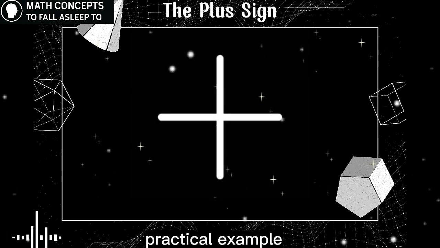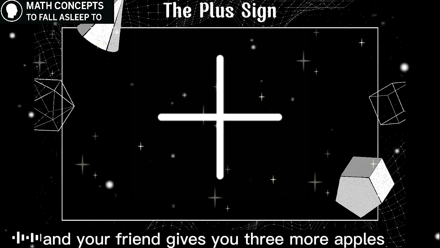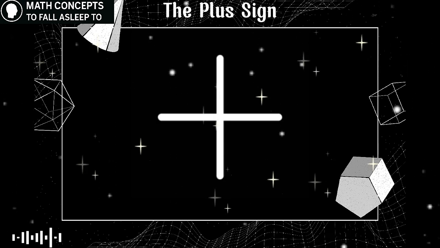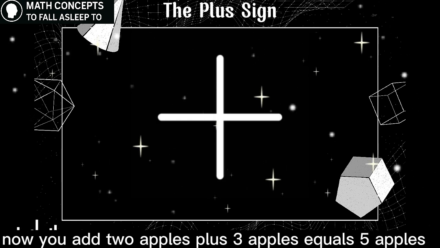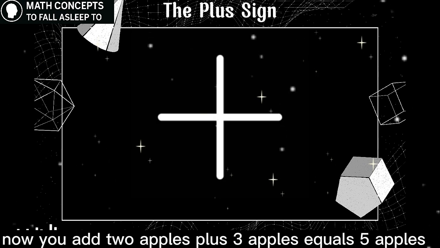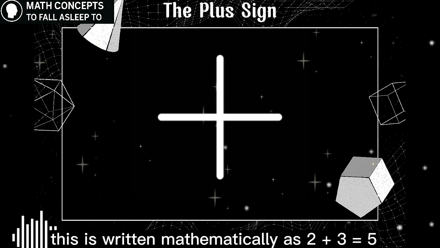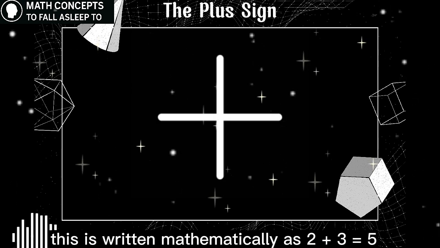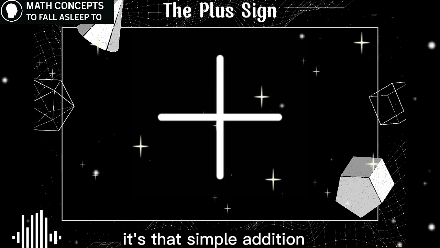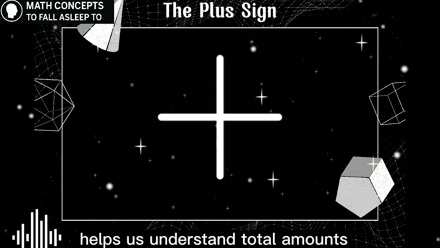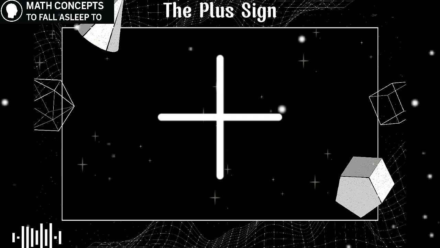Practical example. Let's say you have 2 apples, and your friend gives you 3 more apples. To figure out how many apples you have now, you add 2 apples plus 3 apples equals 5 apples. This is written mathematically as 2 plus 3 equals 5. It's that simple. Addition helps us understand total amounts, and it's the starting point for all other operations in math.